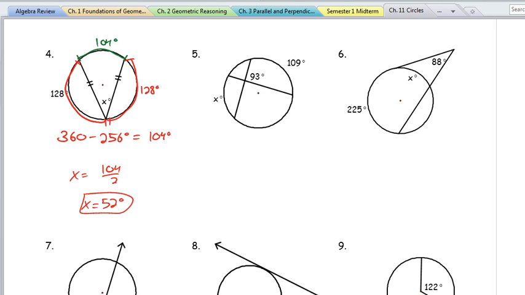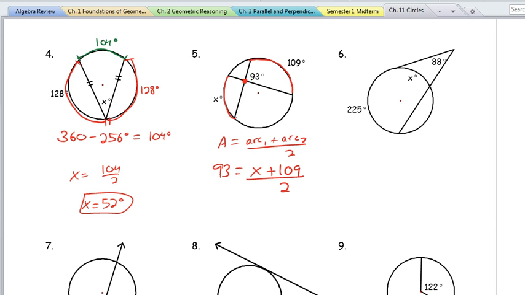Number 5. Now we're going to start playing with the formula a little bit. Your vertex is right here, and you actually know your angle this time, and you want to try and find your arc measure. Still going to set it up the same, so we know that x is equal to arc 1 plus arc 2 all over 2, except this time we actually know x. I guess I shouldn't use x. Let's call it angle. I know my angle is 93. Here's one of my arcs. Here's my other arc. So I'm going to say arc 1 plus arc 2 all over 2.